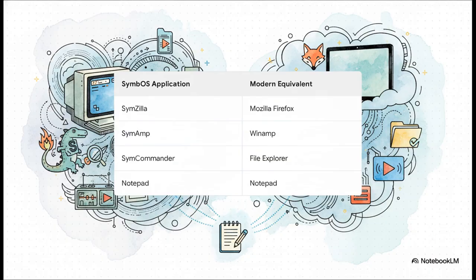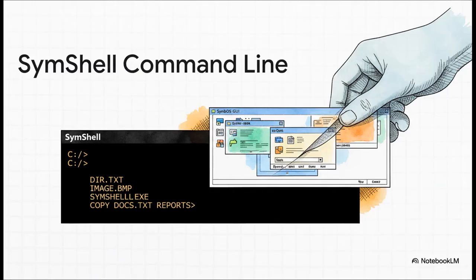But SymbOS doesn't just look like a modern OS. It acts like one too. I mean, it comes with a whole suite of applications that mimic the software we use every single day. There's a web browser called SymZilla, a music player called SymAmp, and of course, a file manager called SymCommander. And for those of you who want a bit more power, underneath that pretty graphical interface is SymShell, a full-featured command line. It supports all the essential commands you'd expect, like dir to list files, and copy to duplicate them. This really proves that SymbOS isn't just some graphical shell. It's a complete, functional operating system through and through.